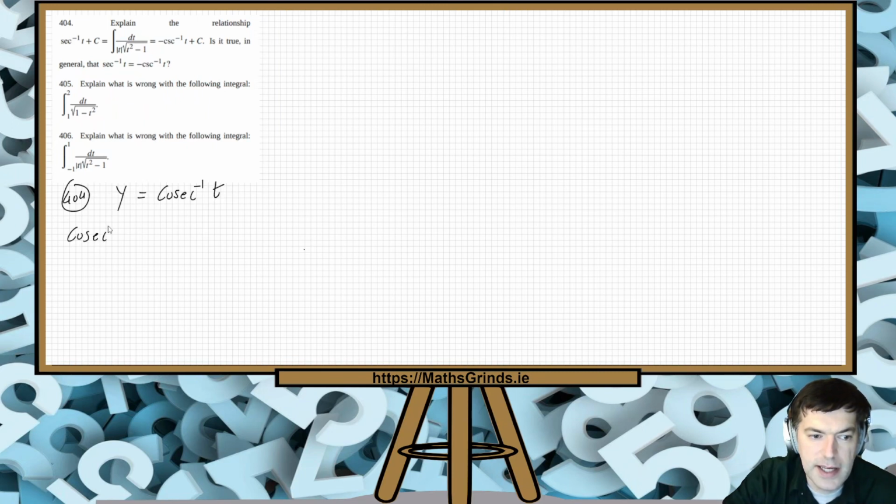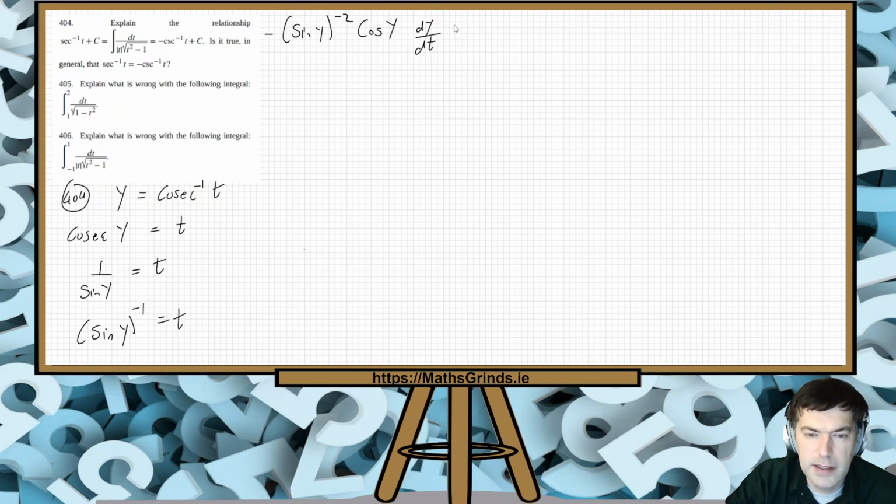That means cosec of y equals t. That means 1 over sine y equals t. That means sine y to the power minus 1 equals t. That means bring down the power, reduce the power by 1, and multiply by the inside derivative, which is sine y, becomes cos y, dy/dt, that's equal to 1.